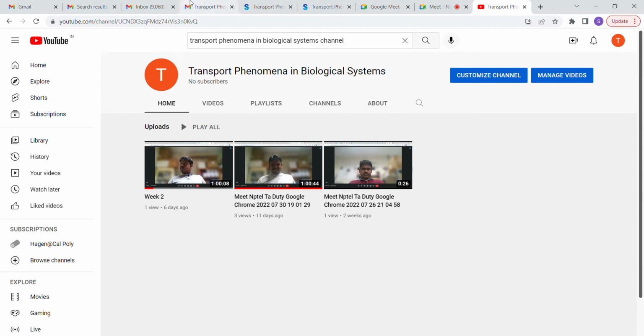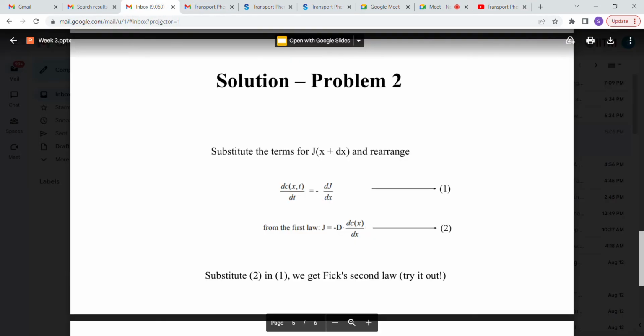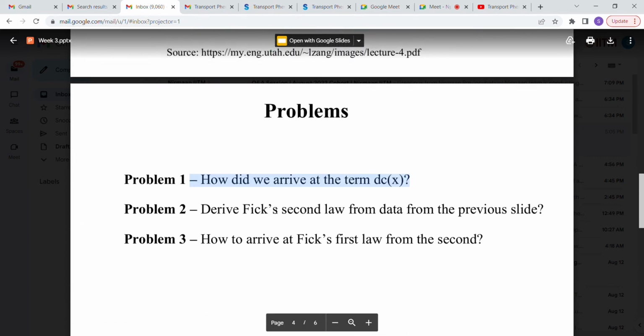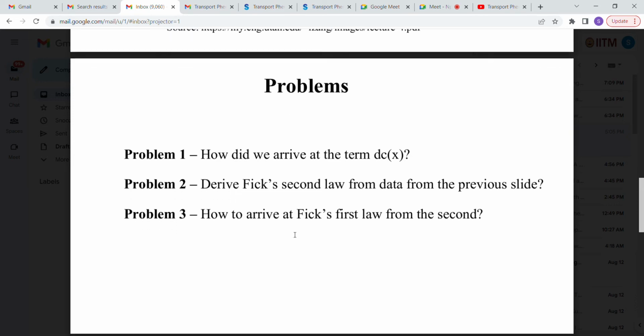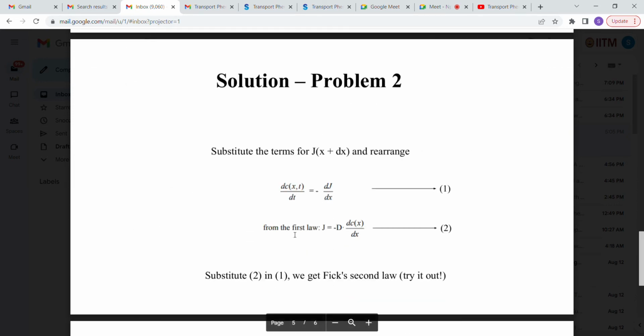Alright, let's go to question 3. How do we arrive at Fick's first law from the second? It's simple, right? So basically, what is Fick's law? Let me give you a clue and then wait for a minute or two. Fick's law assumes equilibrium, or in other words, it assumes that the rate of change of concentration with respect to time at a position x is equal to 0.